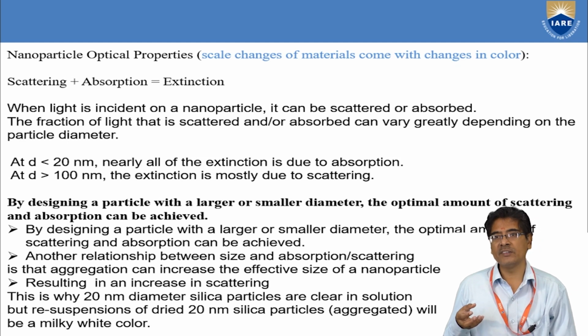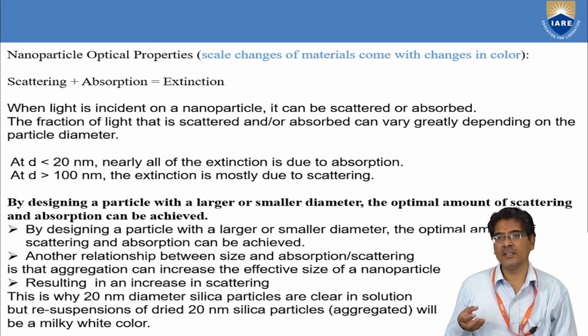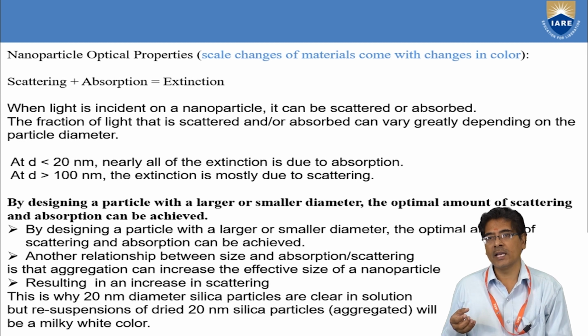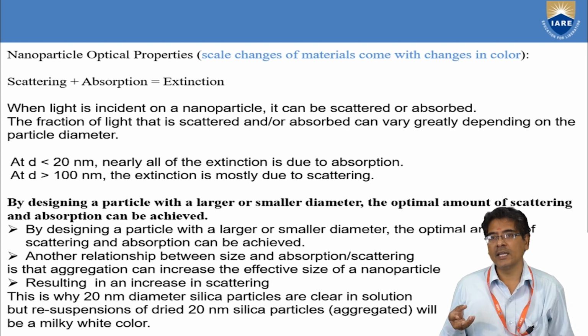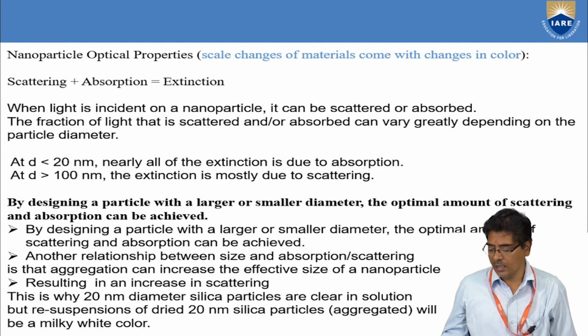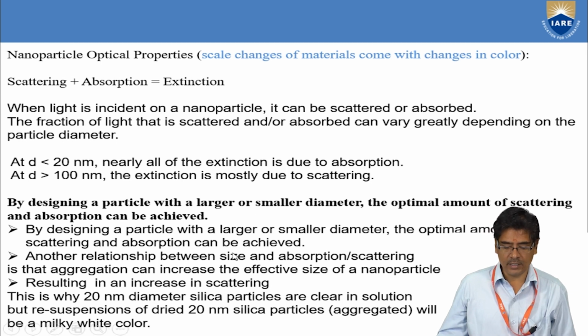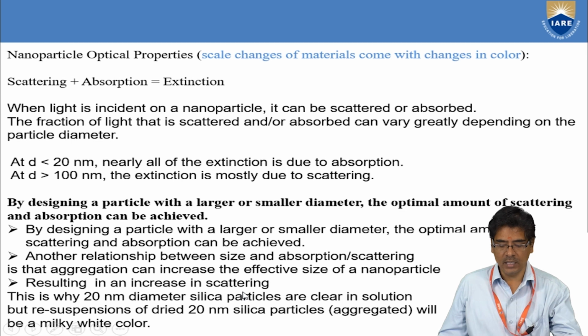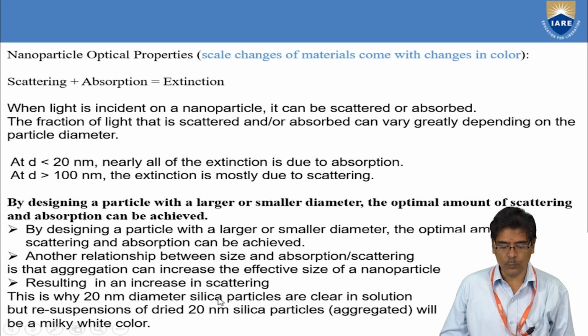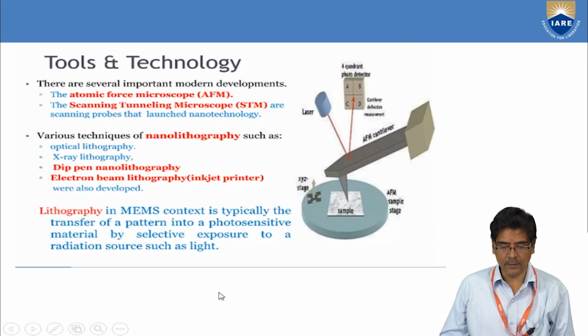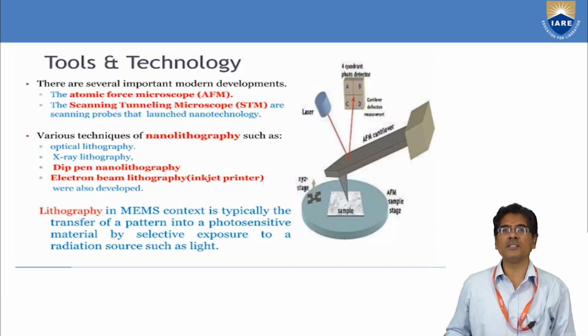Another relationship between size and absorption or scattering is that aggregation increases the effective size of a nanoparticle, resulting in increasing scattering. So this is why 20 nanometer diameter silica particles are clear in solution, but resuspension of dried 20 nanometer silica particles will be milky white in color.